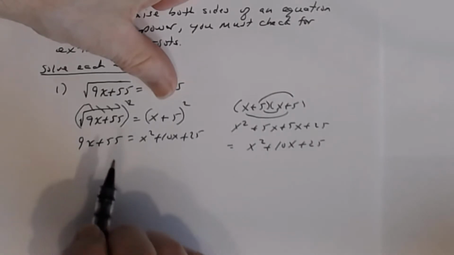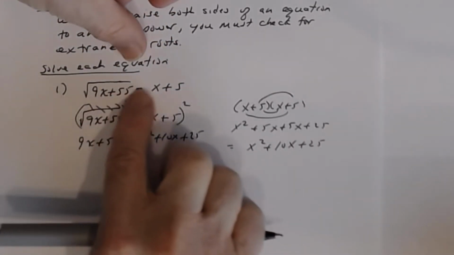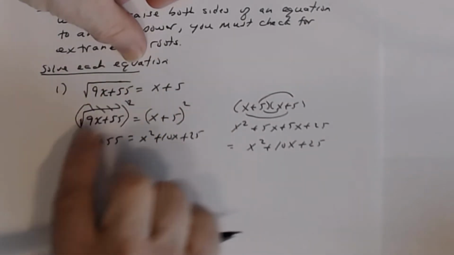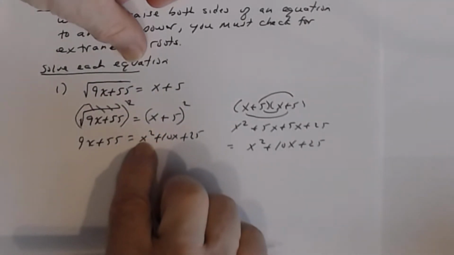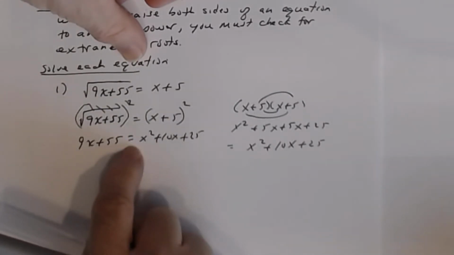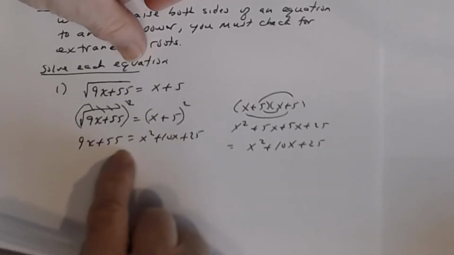Okay? And now notice I went from a radical equation, a square root equation, to a quadratic equation. Now remember, the only experience that you have in this course in terms of solving a quadratic equation is by factoring.